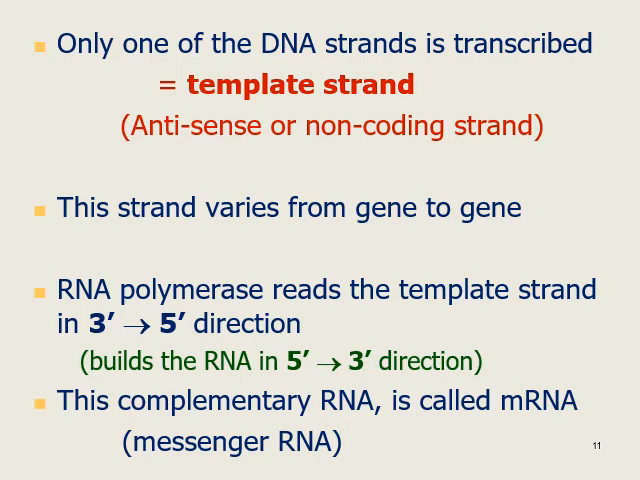RNA polymerase reads the template strand in 3' to 5' direction only. يعني ال RNA polymerase هيقرأ الtemplate strand in 3' to 5' direction only في اتجاه واحد فقط. وبالتالي build ال RNA in 5' to 3' direction. This complementary RNA is called mRNA أو messenger RNA. ال RNA اللي بيتصنع في الحالة دي اسمه messenger RNA وبيتصنع complementary للtemplate DNA strand.